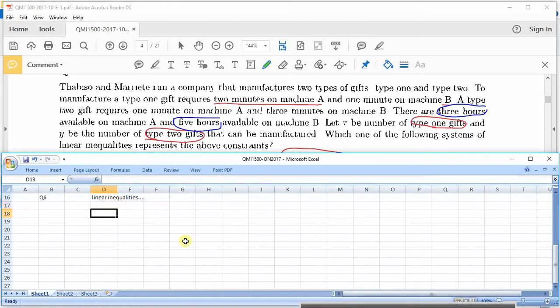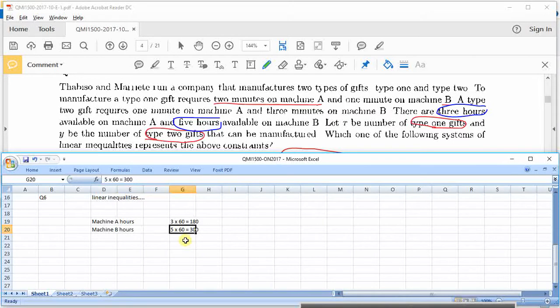Alright, so machine A hours, and machine B hours. You need to put these letters here. So in terms of machine A hours, there are 3 hours available on machine A. So 3 times 60, that's 180. And 5 times 60 is 300. That's for A, and that's for B.